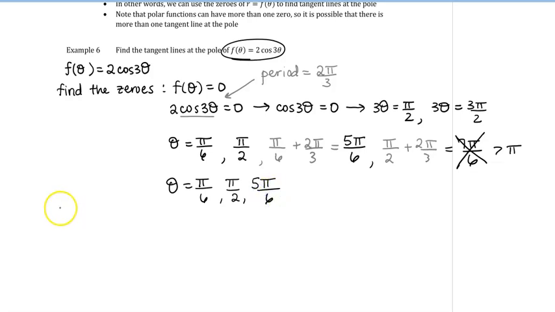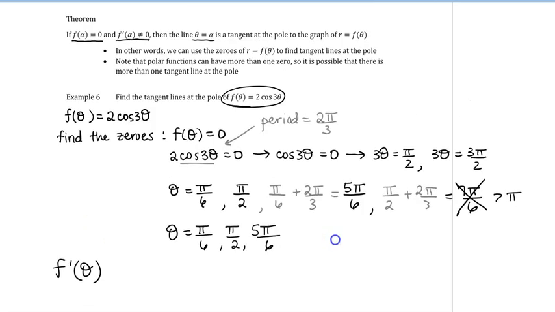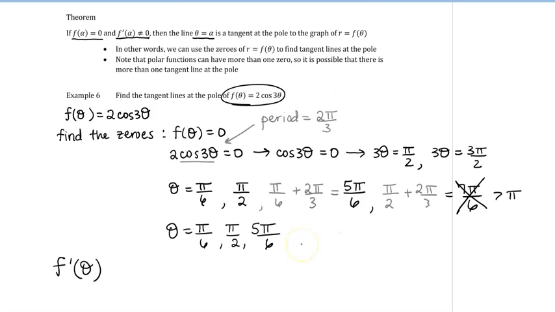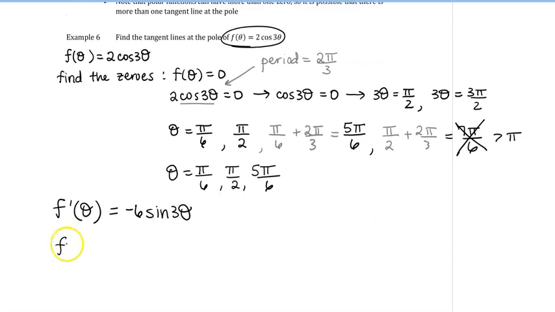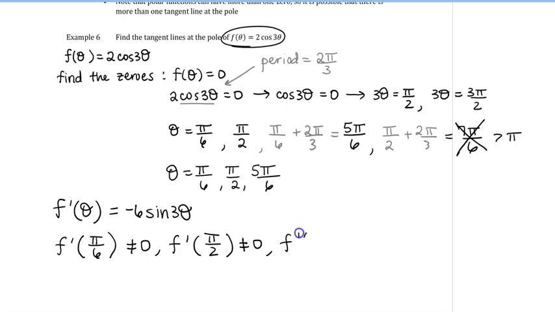So now that I have my zeros, let's evaluate the derivative, because this theorem says that all three of these zeros will give us tangent lines at the pole if they do not make the derivative equal to 0. The derivative of 2 cosine 3 theta is negative 6 sine 3 theta. You should quickly be able to see that when you evaluate this at pi over 6, you do not get 0. When you evaluate this at pi over 2, you do not get 0. And when you evaluate this at 5 pi over 6, you do not get 0. Please do take the time to work through all three of those evaluations to make that conclusion.